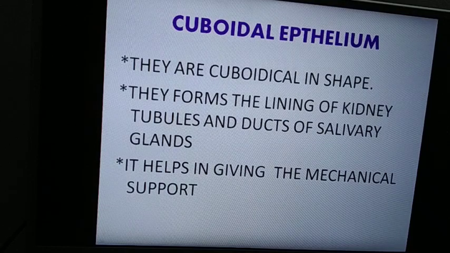Cuboidal epithelium. They are cuboidal in shape. They form the lining of kidney tubules and ducts of salivary glands. From the name itself, we know that it is cuboid in shape, and it forms the lining of kidney tubules, that is, kidney vessels, and ducts of salivary glands. Its function is to give mechanical support, that is, strength to the animals.